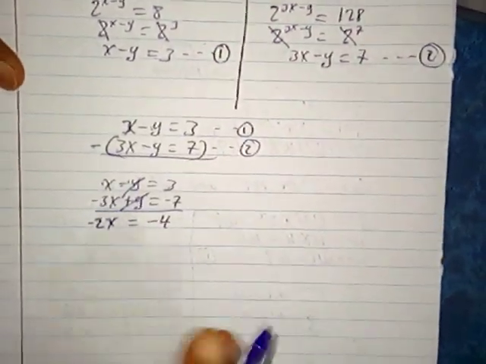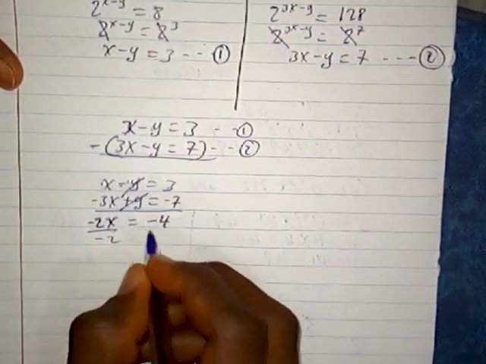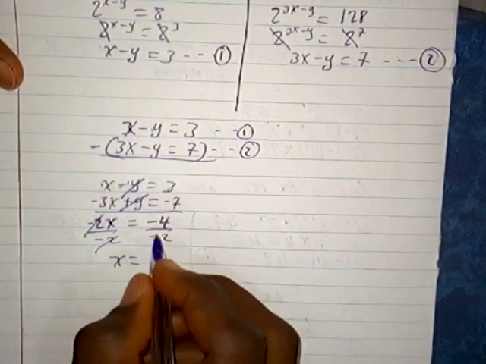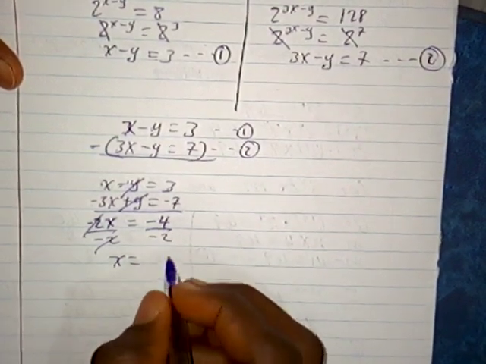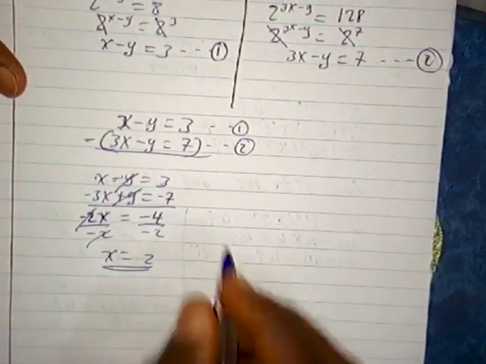What's next? We find the value of x by dividing both sides by minus 2. This cancels this. So x equals what? Minus 4 divided by minus 2 is 2. Your answer is 2. Good.